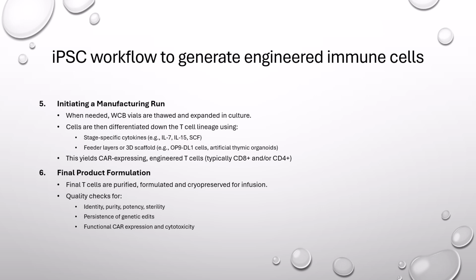When you finalize your product, when you're doing your manufacturing step, this will be standardized. You will have standard operating procedures and batch manufacturing records that standardize all of these things in order to reduce batch to batch variability. I will talk about that. But then your final step is the product formulation. Your T cells are purified, formulated, cryopreserved, and you perform your quality tests.